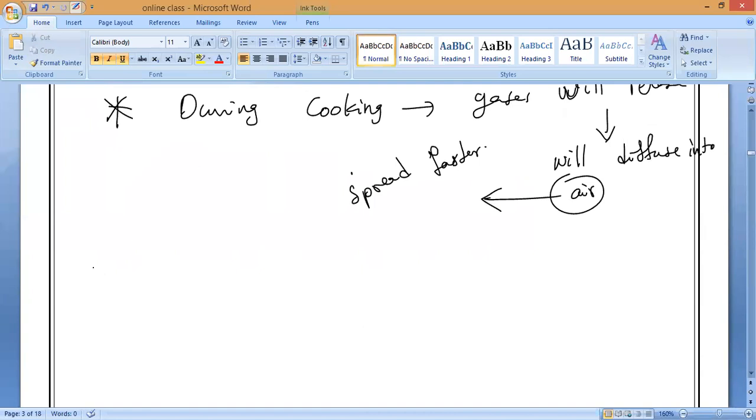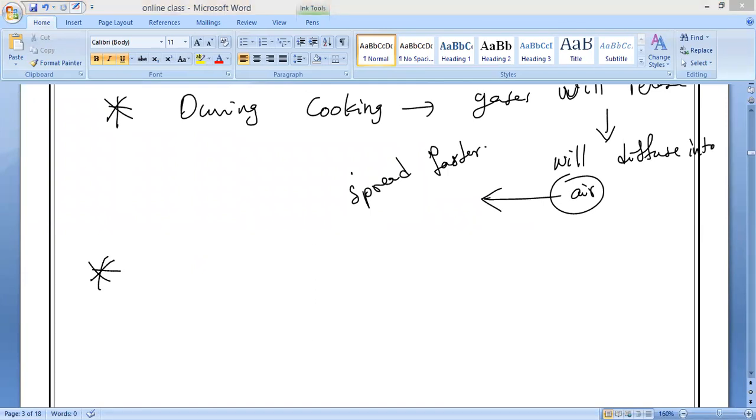Same way you can see an incense stick. That is agarbatti. Do you remember? Agarbatti, incense stick. What is happening? If one keeps it in one corner of the room, each and every corner will get the smell. Yes or no, guys? That is also the same thing. The smoke released by the incense stick diffuses with the gas, air, and reaches everywhere.